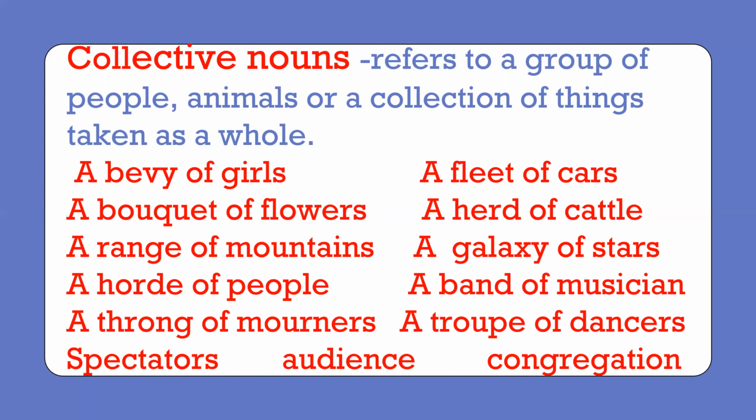We are talking of a fleet of cars, a herd of cattle, a galaxy of stars, a band of musicians, a troupe of dancers. We also have a troupe of monkeys. So there are over 100 collective nouns. And you just need to know that when you put similar things together, we can give them one name. We are talking about a collection of nouns.